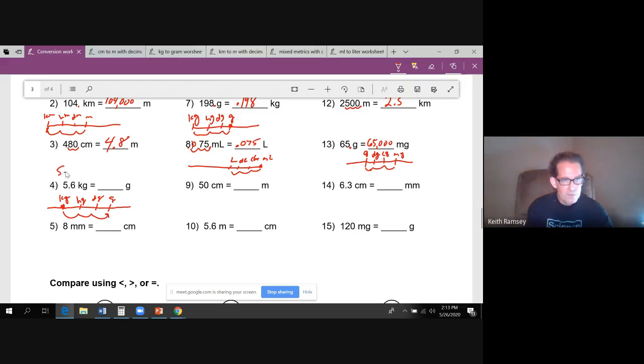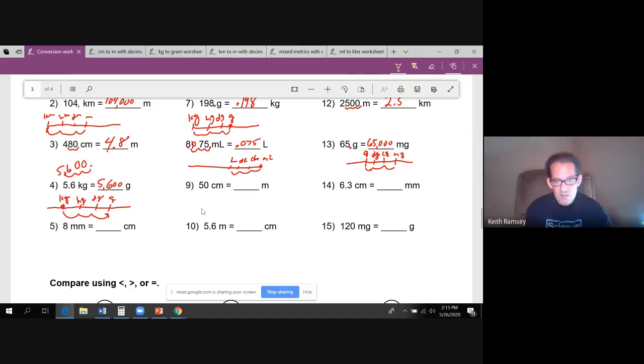So here's 5.6. I'm going to go once, twice, 3 times. And what I'm going to put here, I'm going to put zeros as a placeholder. This decimal point is going to become a comma. So now I have 5,600 grams.